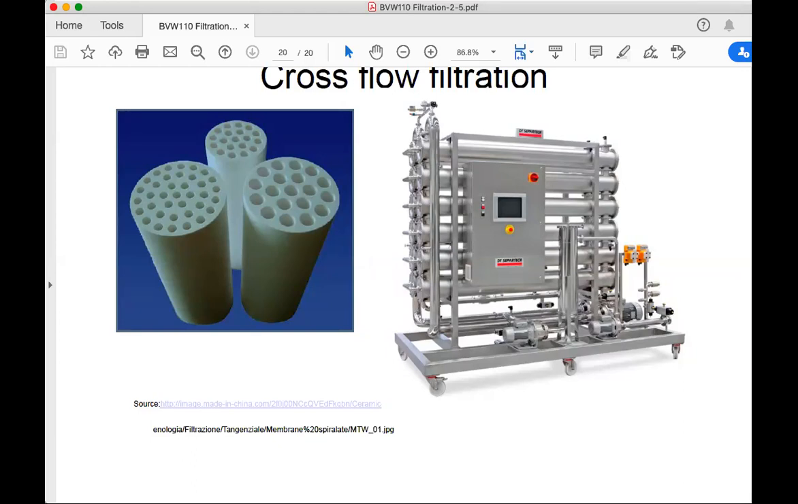And it's for that reason that we need to talk about filterability. So what will happen to the filtration process as it proceeds along? So will our flow rate through the filter at one point in time be the same at another point in time? And that's what filterability is.